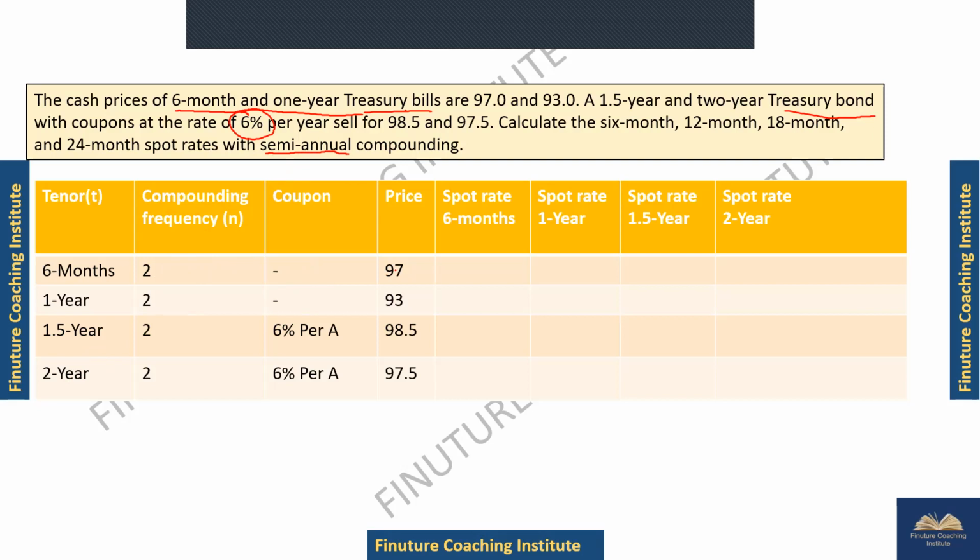So the prices for those are, for 6 months, 97. For 1 year, it's 93. And for 1.5 year, it's 98.5 with 6% per annum semi-annual compounding. These are very important and quite confusing at instances, like compounding frequencies: the annual interest rate is per annum, but the compounding frequency is semi-annual. So you need to be very careful. I'll explain in detail when I explain the formula. Similarly, for 2 years, 6% per annum with semi-annual compounding. The price for the 1.5 year is 98.5 and the price for the 2 year is 97.5.